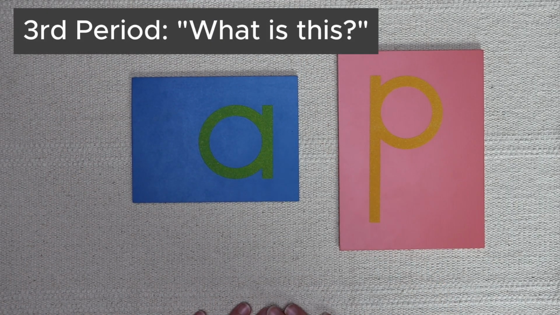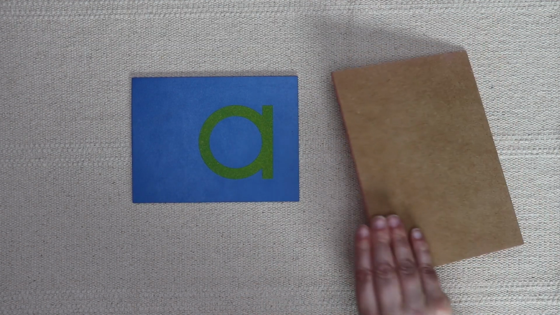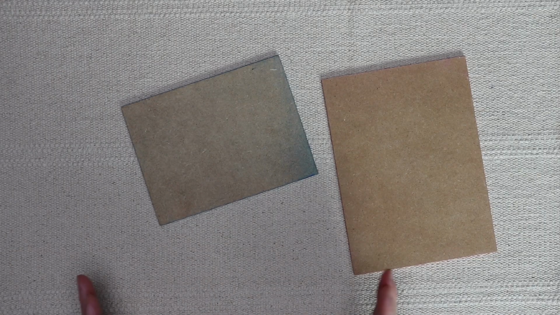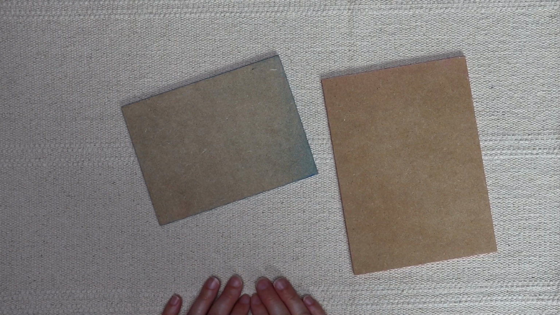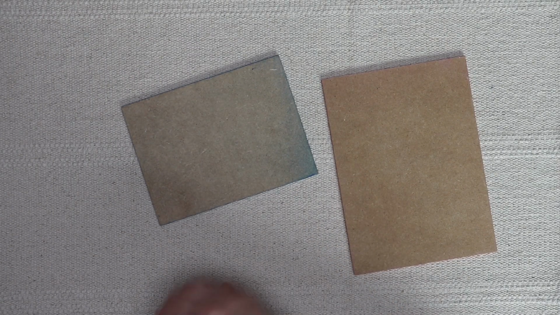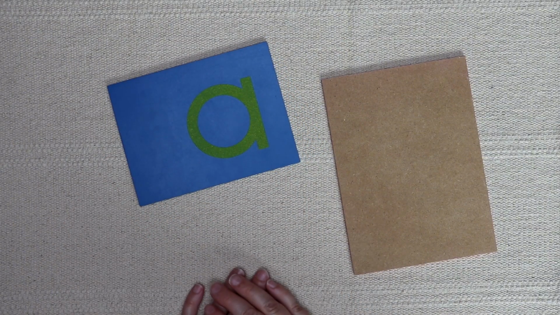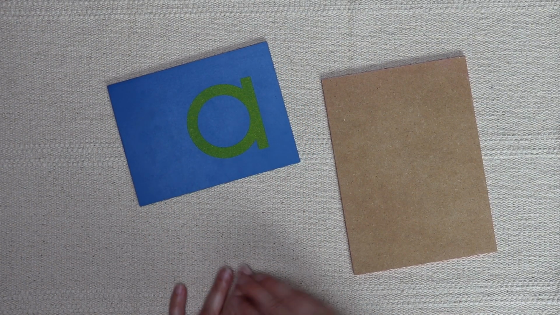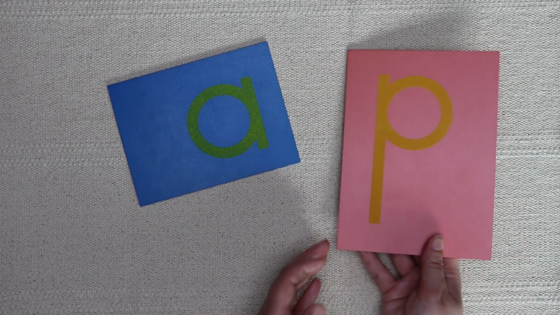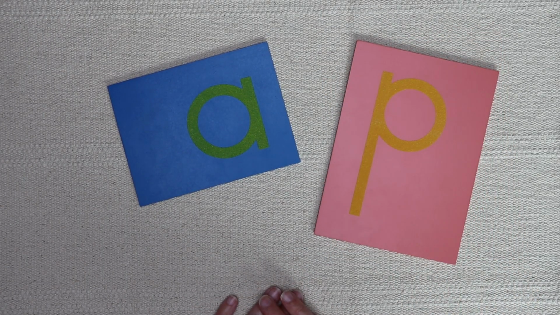Now we're going to play a game. I'm going to turn these cards upside down. We're going to knock on the back and we'll say, who's there? And when we turn the letter over, I want you to tell me what sound the letter makes. Knock, knock. Who's there? What sound does this letter make? Knock, knock. Who's there? What sound does this letter make?